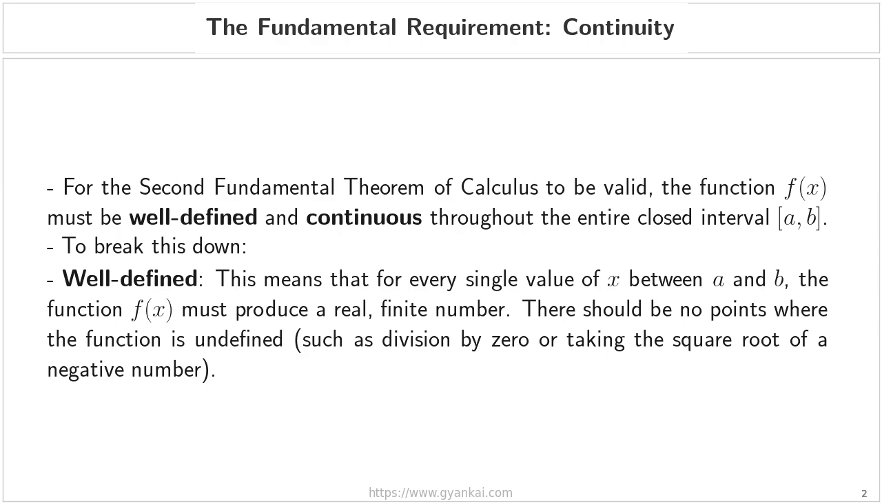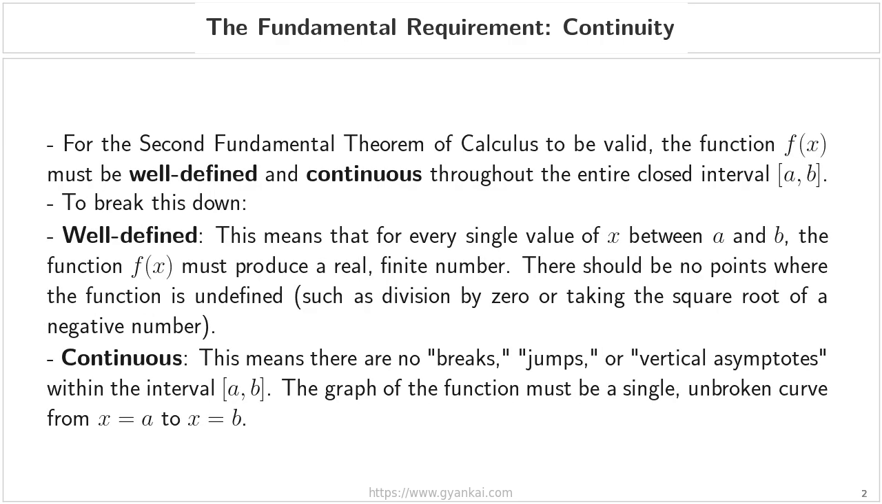First, well-defined. This simply means that if you plug any value of x between a and b into the function f of x, you must get a real and finite number as an output. Think of it like this. The function can't break or give you an error. Common issues that make a function not well-defined include dividing by zero, because division by zero is undefined, or trying to take the square root of a negative number, which results in an imaginary number, not a real number. If either of those happens within our interval, the function isn't well-defined there.